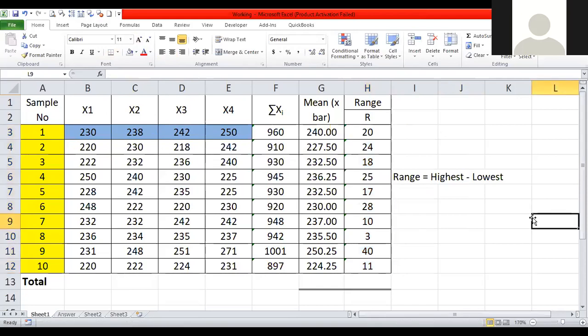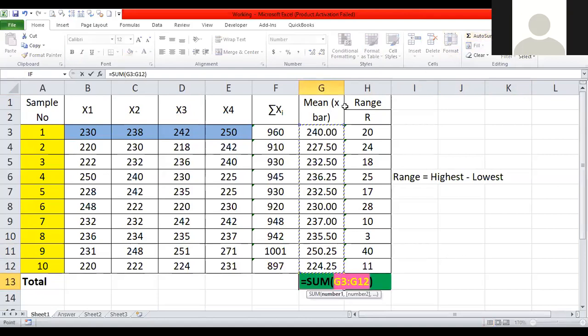So this is how you have to calculate the ranges also. Right, so now we have calculated the important values. So finally, you have to get the total. So get the total of these two values. So the total is 2345.75 and the total of the range is 196. So these two values are very important for us.